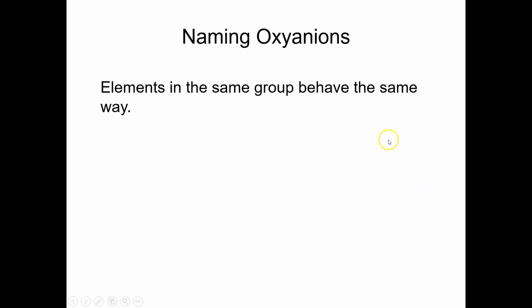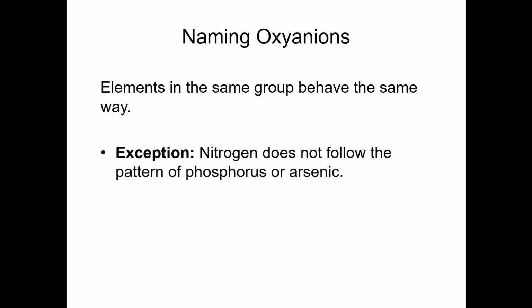The other thing that is important to know in naming oxyanions is that central elements in the same group behave the same way. They're named the same, they have the same charges, with one exception, and that is that nitrogen in group 5 does not follow the pattern of phosphorus or arsenic, which are also in group 5. Otherwise, any other instances of oxyanions are always going to follow the pattern of other elements in the same group.